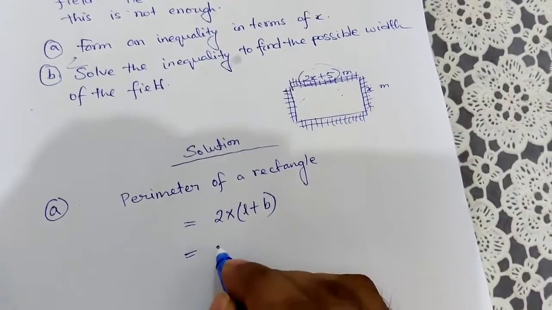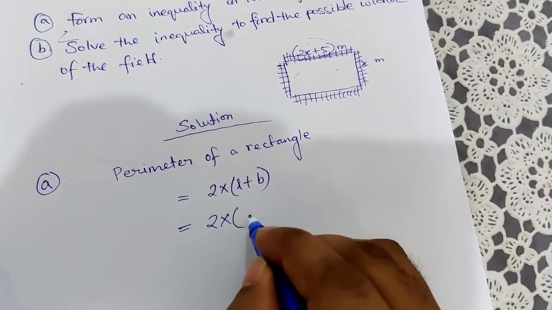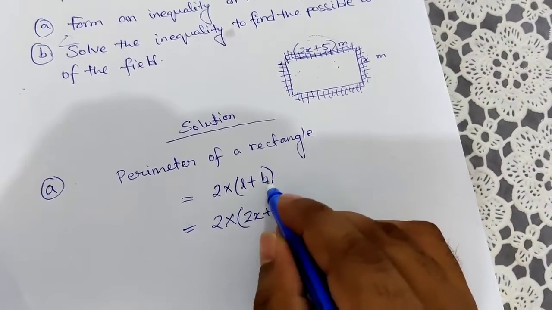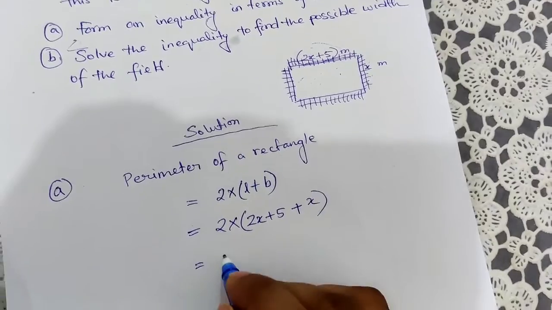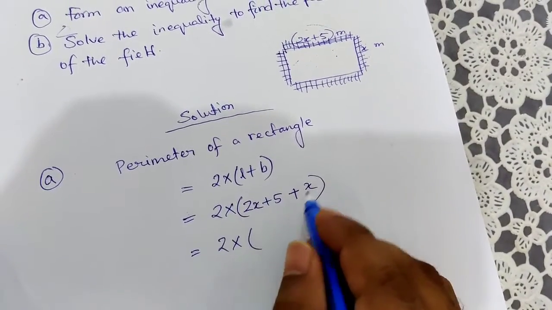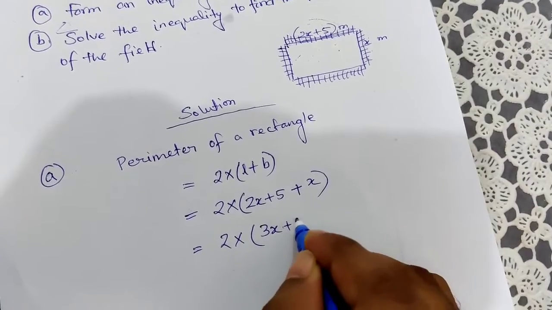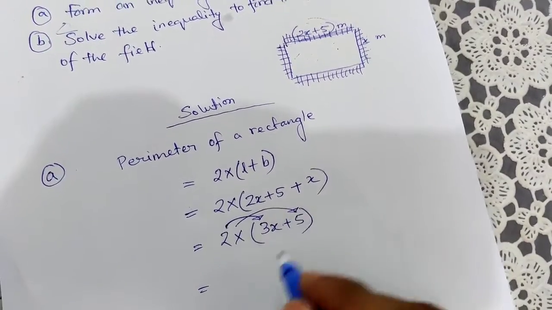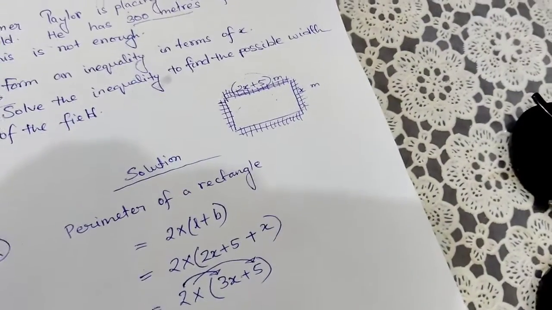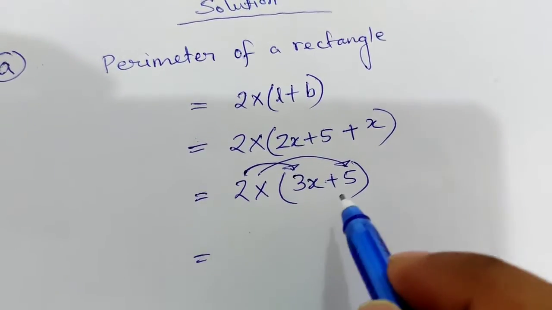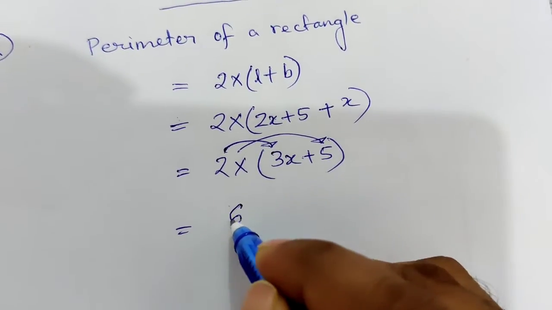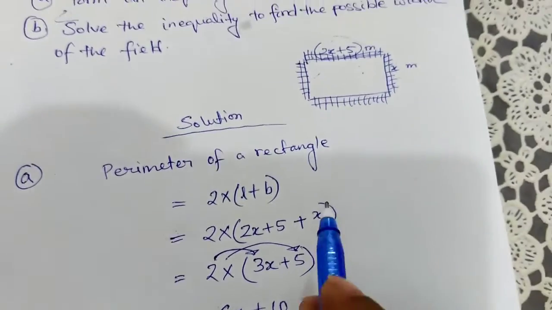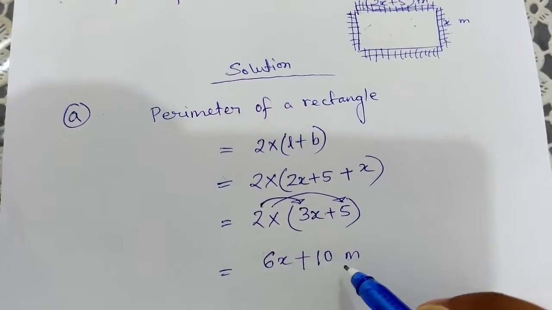So we can write equals 2 into 2x plus 5, this is our length, plus breadth, which is x. So equals 2 into 3x plus 5, since 2x plus x is 3x. Then you multiply 2 times 3x, then again 2 times 5. 2 into 3x is 6x, plus 2 into 5 is 10. So the perimeter of this field is 6x plus 10 meters.